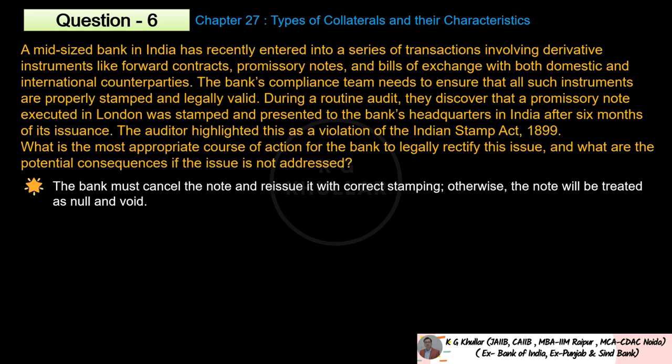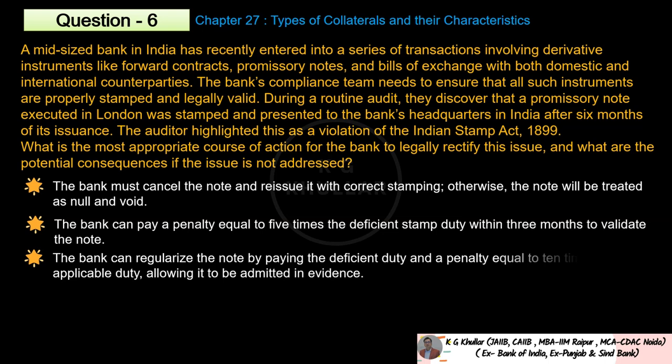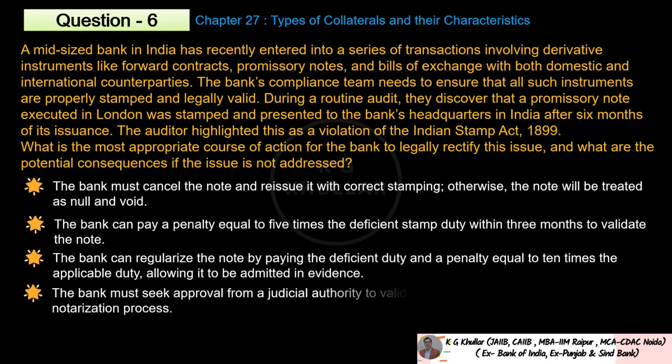The first option A is the bank must cancel the note and reissue it with correct stamping, otherwise the note will be treated as null and void. Then second option B is the bank can pay a penalty equal to 5 times the deficient stamp duty within 3 months to validate the note. Then third option C is the bank can regularize the note by paying the deficient duty and penalty equal to 10 times the applicable duty, allowing it to be admitted in evidence. And last option D is the bank must seek approval from a judicial authority to validate the promissory note through a special notarization process.